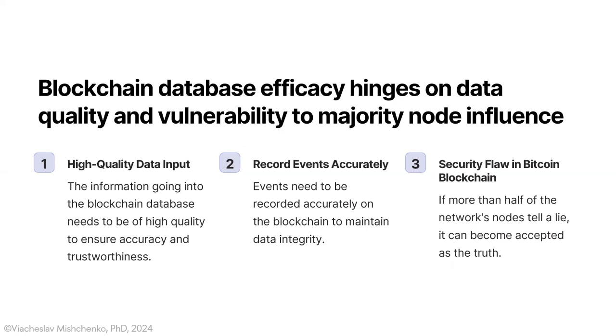If you are recording inaccurate data permanently, you are essentially preserving mistakes forever. One of the most interesting paradoxes I've encountered in blockchain systems is what I call the 51% vulnerability, and here's the fascinating part. Despite all the sophisticated cryptography and consensus mechanisms, if more than half of the network's nodes collude to publish false information, that falsehood can become the accepted truth in the system. So, the next slide.